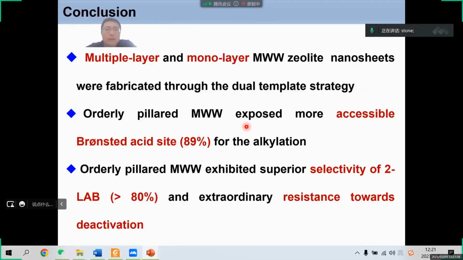So this is the conclusion. Multiple-layer and monolayer MWW zeolite nanosheets were fabricated through a dual-template strategy, and all the repeated MWW zeolites expose more accessible Bronsted acid sites for alkylation. As a result, all the repeated MWW zeolites exhibit super selectivity toward 2-LOB and extraordinary resistance toward deactivation.